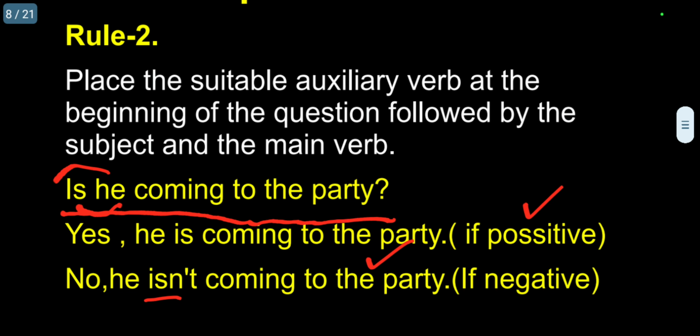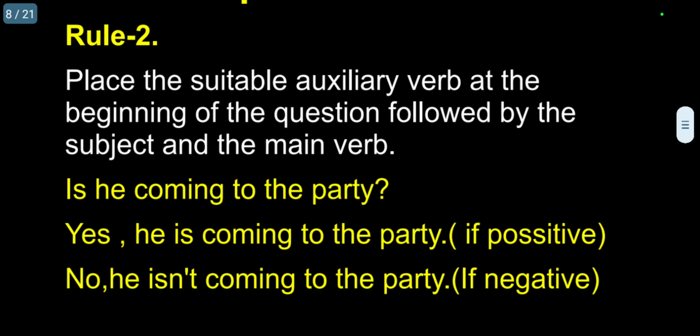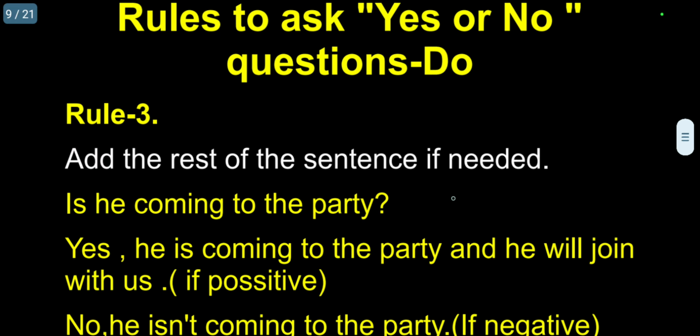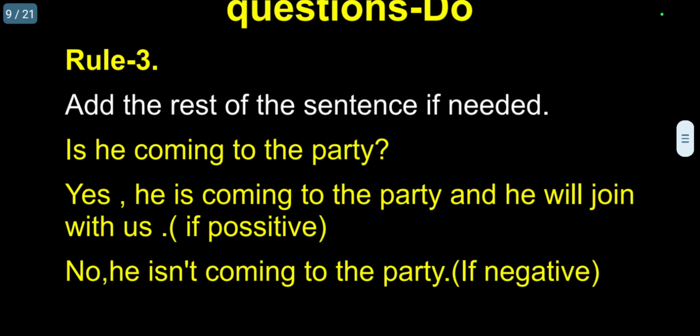Isn't. So in modern English, normally we are not using "is not". We are not pronouncing "is not", we say "isn't". The only exception is "am". "Am not" we will use, but "amn't" we will not use. So you must be careful. So place a suitable auxiliary verb. Okay, the next is rule 3: if necessary, add the rest of the sentence.